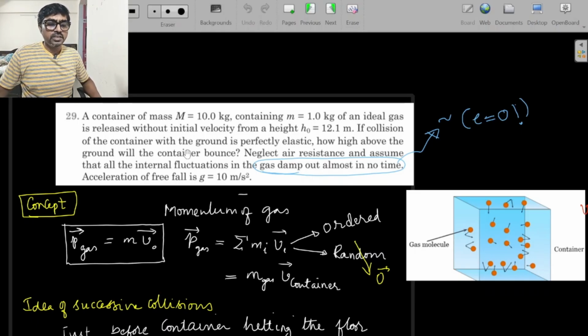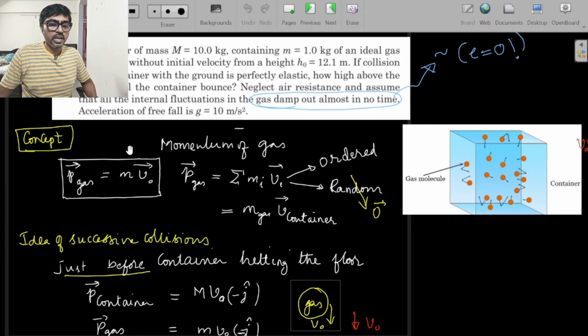Neglect air resistance and assume that all internal fluctuations, this is important, assume that all internal fluctuations in the gas damp out almost in no time. So if there is a relative velocity between gas molecules and container, I am talking about ordered motion, that will just damp out or dissipate immediately in no time. That's the assumption they are talking about. It's like a perfectly inelastic collision kind of a thing. So let's try to understand it as we go on. And acceleration due to gravity they had given.